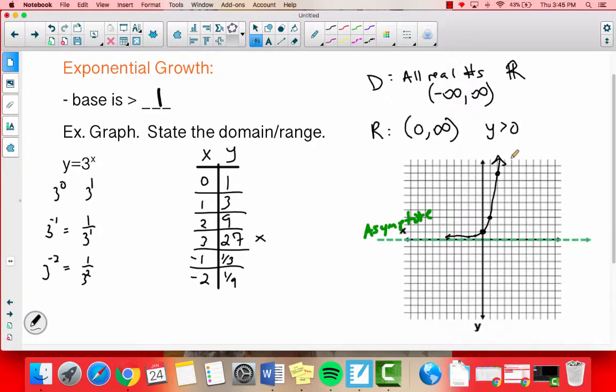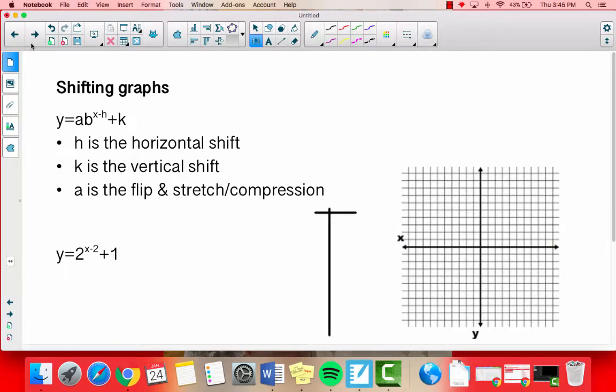Okay? If you have any questions about domain and range, let me know. Graphing those points or where the asymptote comes from, make sure you ask that in class. Now, the one case you would have with these is when you have to shift. That's where it gets a little bit different.